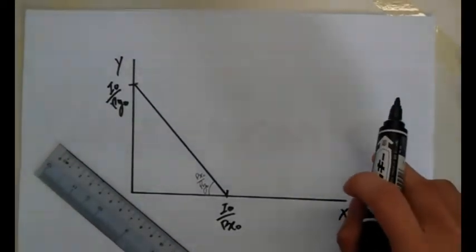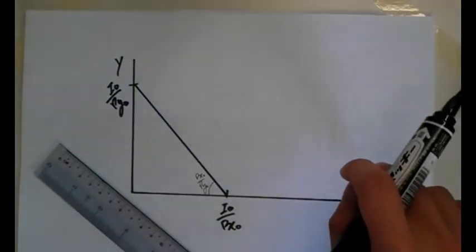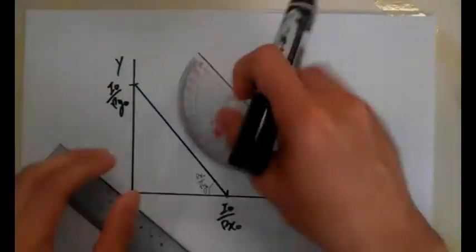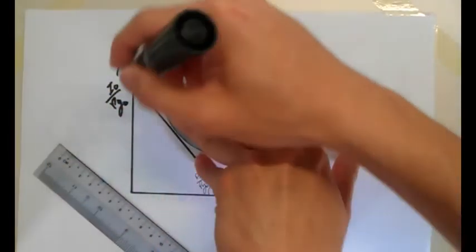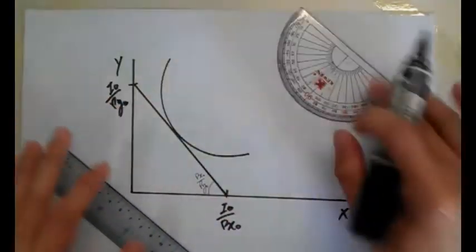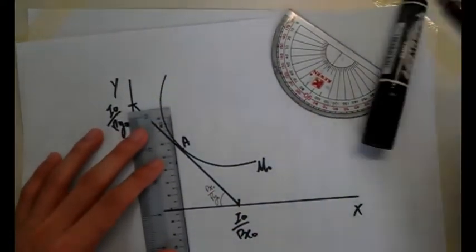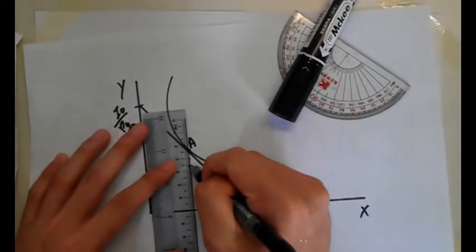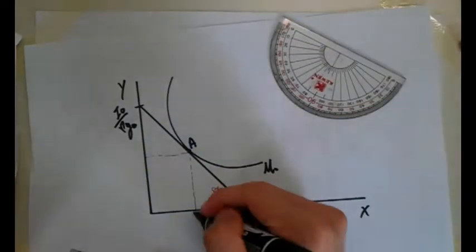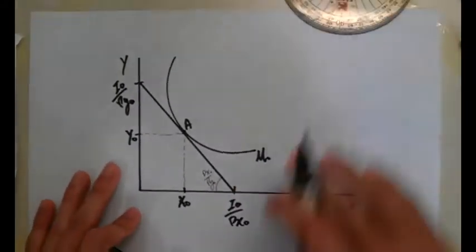Let me get my protractor to draw the indifference curve. It looks neater. This point A is u naught. Initially our consumer is at point A, consuming x naught and y naught quantities of the two goods.